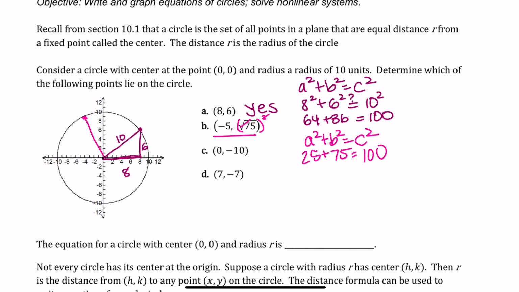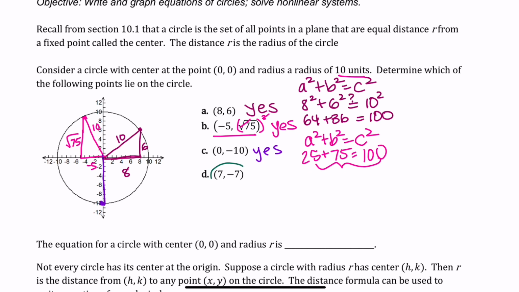Remember, all of this distance has a radius of 10. So, this is a right triangle. We have -5 squared, which is 25. The square root of 75 squared is positive 75. And that does equal 100. So yes, this is a point on the circle. Now for this next one, we don't have to use the Pythagorean theorem, because if I go over 0 and down 10, that point is exactly 10 units away from 0. This one is also on the circle.